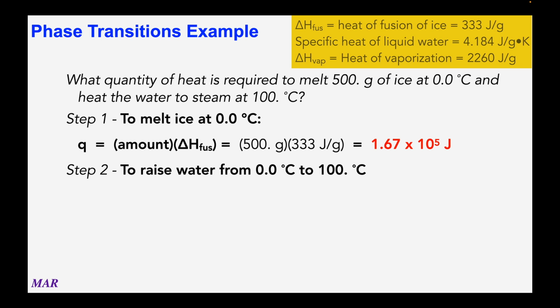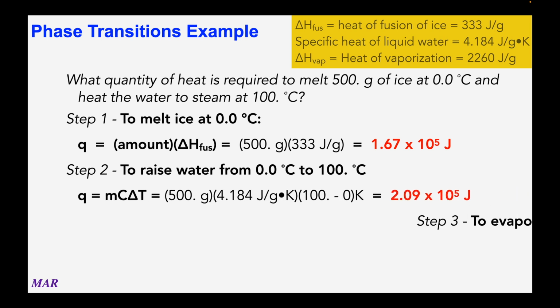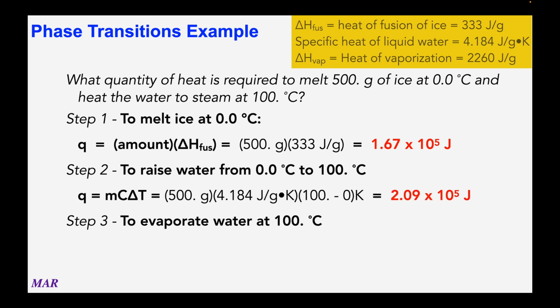Step 2, we're going to raise the water from 0 Celsius to 100 Celsius. This will be Q equals MC delta T. So the C value is 4.184. The mass is still 500 grams. Delta T can be Celsius or Kelvin. It doesn't matter. It's going to be delta T of 100 either way. 2.09 times 10 to the 5th joules.